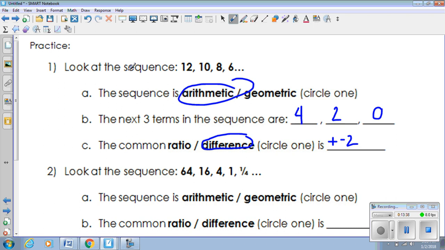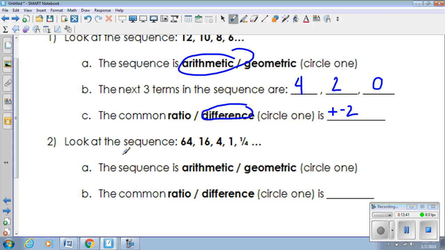Okay, number 2 says, look at the sequence, 64, 16, 4, 1, 1/4. Again, this one is also decreasing, which means I'm either going to be subtracting or dividing. Because there is such a large difference between 64 and 16, it's pretty safe for me to assume that this is going to be a division one. So I need to think, oh, okay, how can I get from 64 to 16? Well, I can divide by 4. And maybe I don't know 64 divided by 4 is 16, but I know that 16 divided by 4 is 4, and 4 divided by 4 is 1. I know those things.